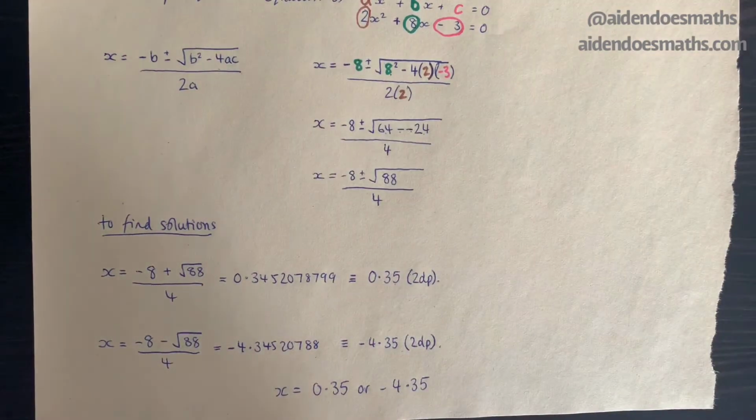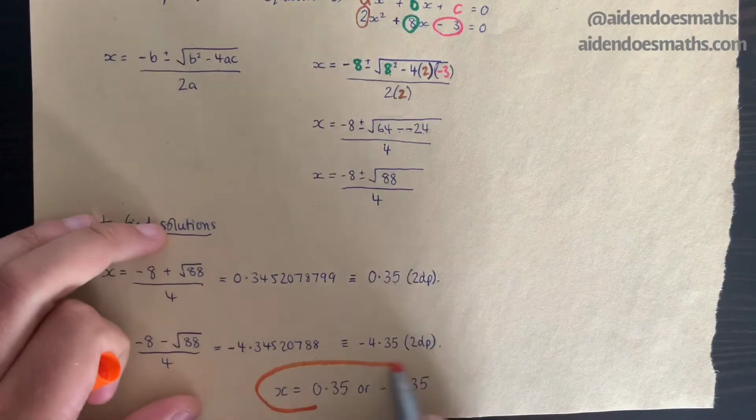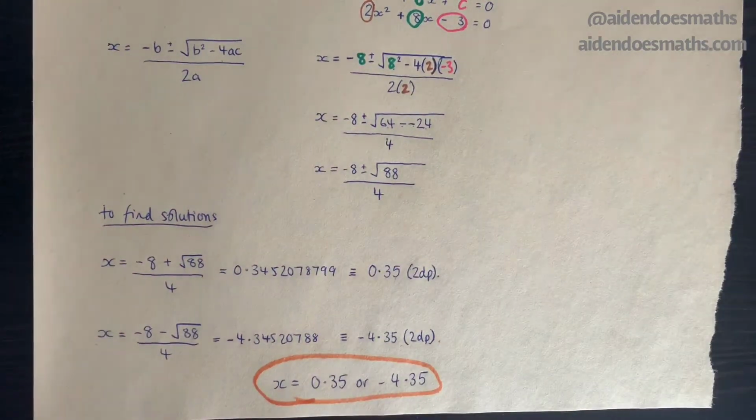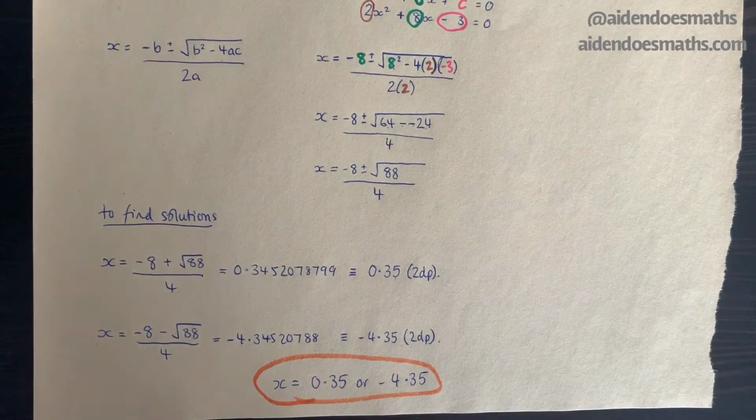Okay, I'm just going to make that nice and clear on my page. Okay, if you wanted to, you could put 0.35 back into the equation instead of x. Okay, it should give you 0, and the same if you put minus 4.35 into that equation instead of x.